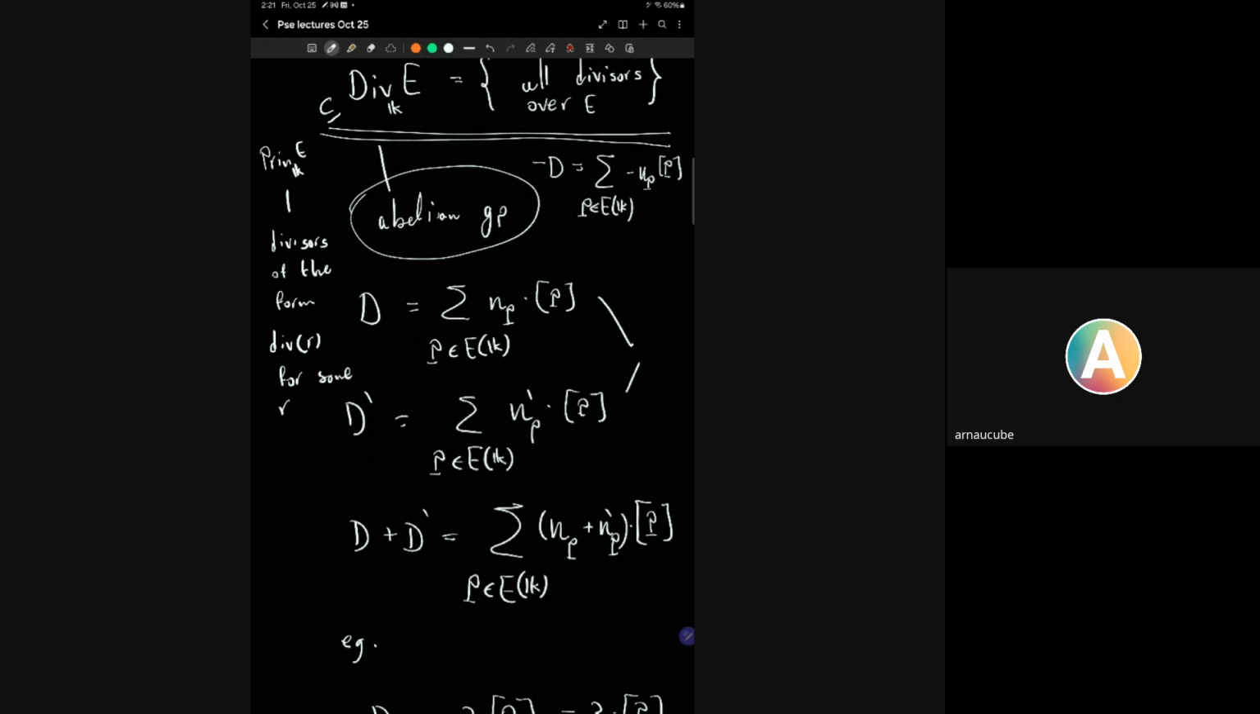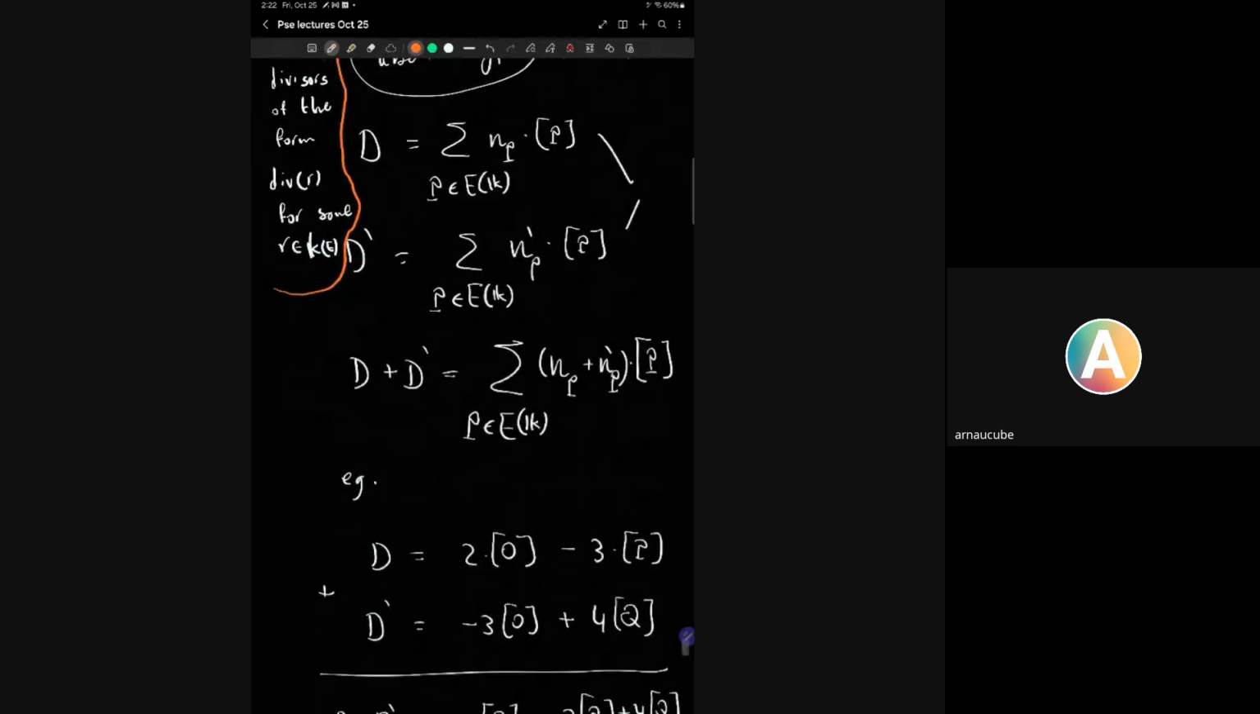Maybe, a priori, there could be more than one rational function that have the same divisor. So if you give me a specific divisor like this, a priori, there could be many rational functions that have this divisor. In this case, this divisor cannot possibly be a principal divisor.